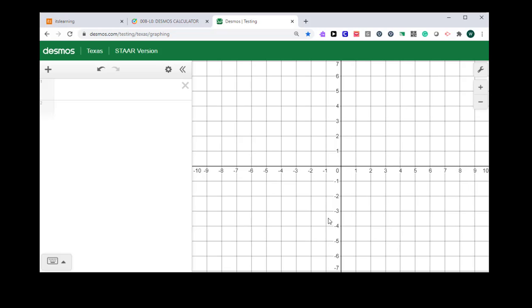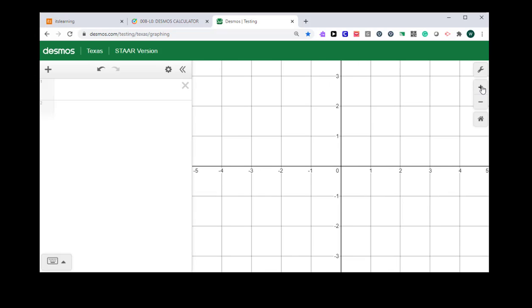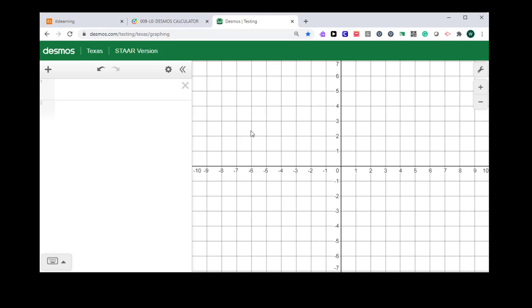And this will create this nice graph that you see right here. Please note that this is the zoom in button and this is the zoom out button. So now the calculator will be ready to be used.